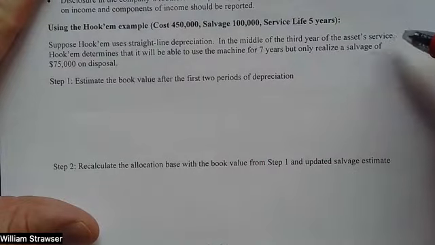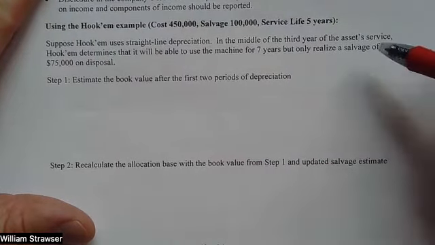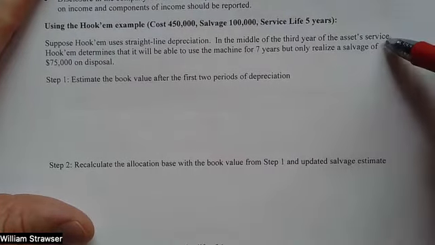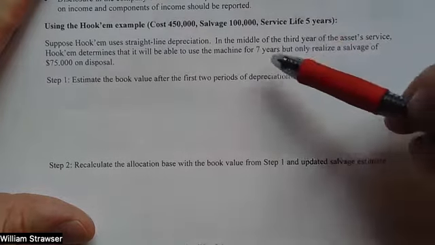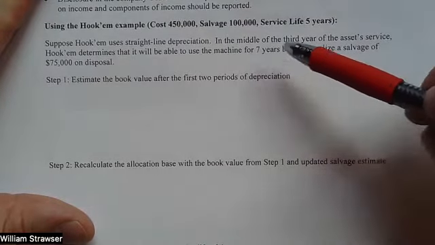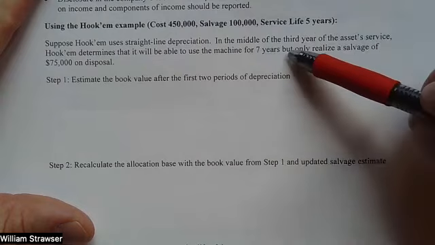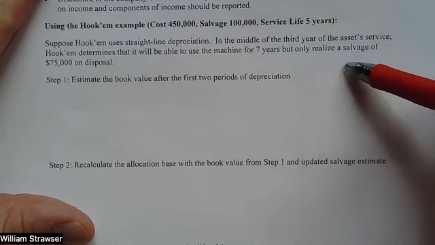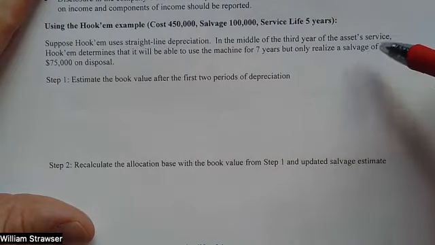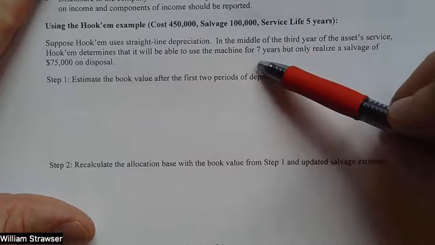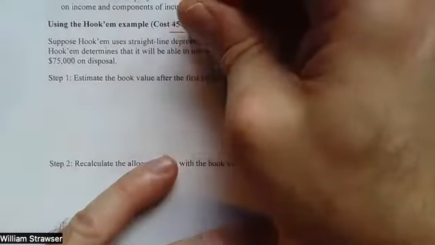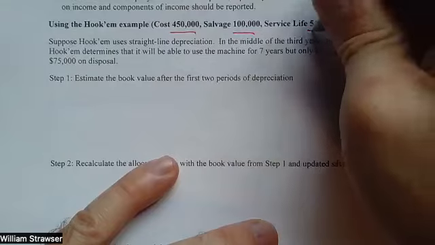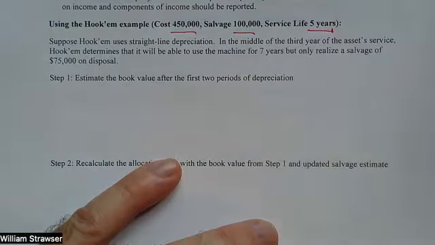Suppose that we have a company, Hookem, that uses straight line. In the middle of the third year of the asset's service, Hookem determines that it'll be able to use the machine for 7 years, but will only realize a salvage at the end of those 7 years of $75,000 on disposal. So these were the original factors that we had going into this asset.